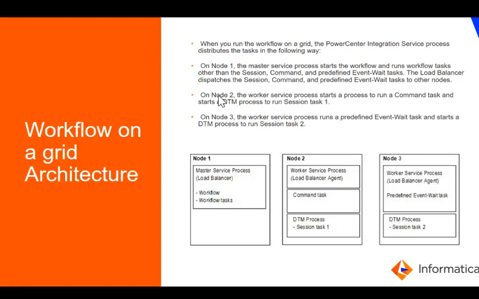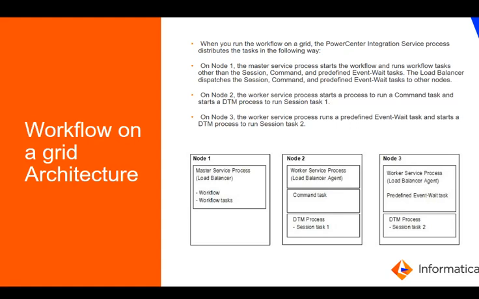So this is the workflow on a grid architecture. Suppose this workflow was running on a grid which had 3 nodes, and it had, say, a command task, a predefined event wait task, and 2 DTM tasks, each with 1 session. So one session will be executed as a DTM task. I'm just telling you what the possibilities are for a workflow on a grid. The master service process starts the workflow and runs the workflow tasks other than the session, command, and predefined event wait task. Then the load balancer dispatches the session, command, and predefined event wait task to the other nodes.